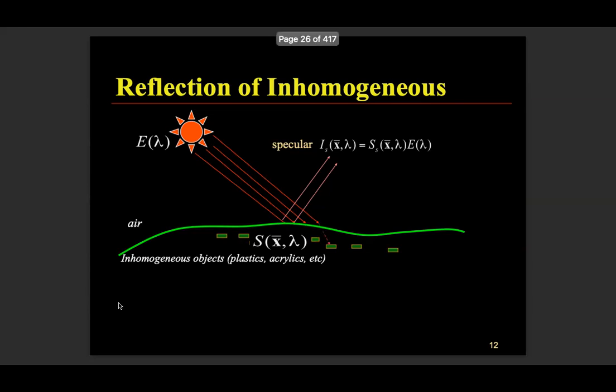And some of the light will go through the body of the object. Some of it will be absorbed and some of it will be reflected back to the air. And that reflection is called diffuse reflection.